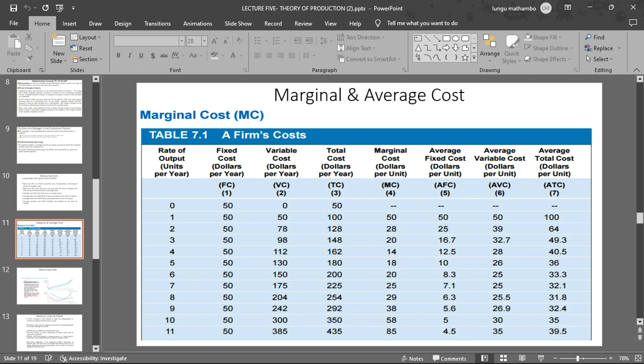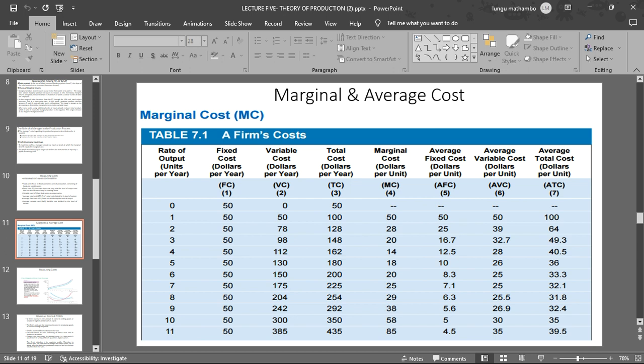So if you add fixed plus variable, you should get the total here. So 50 plus 50 is 100, 50 plus 78 is 128, 50 plus 98, you have 148, just like that. Sometimes they'll just give you one number for the fixed cost, just this 50, then they expect you to fill this table or this column.